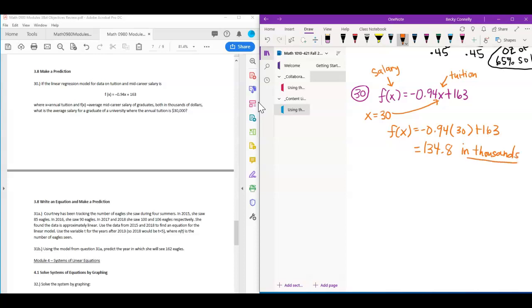So if in thousands, that means I'd have 134,800, right? I need to put 2 more zeros there because really I'm moving that decimal point 3 places over. I'm multiplying it by 1,000, right? And that seems like a more reasonable salary. Right, 134,800. I sure wish I had that salary. That would be awesome. Hopefully you guys will get that salary one day, or even more.